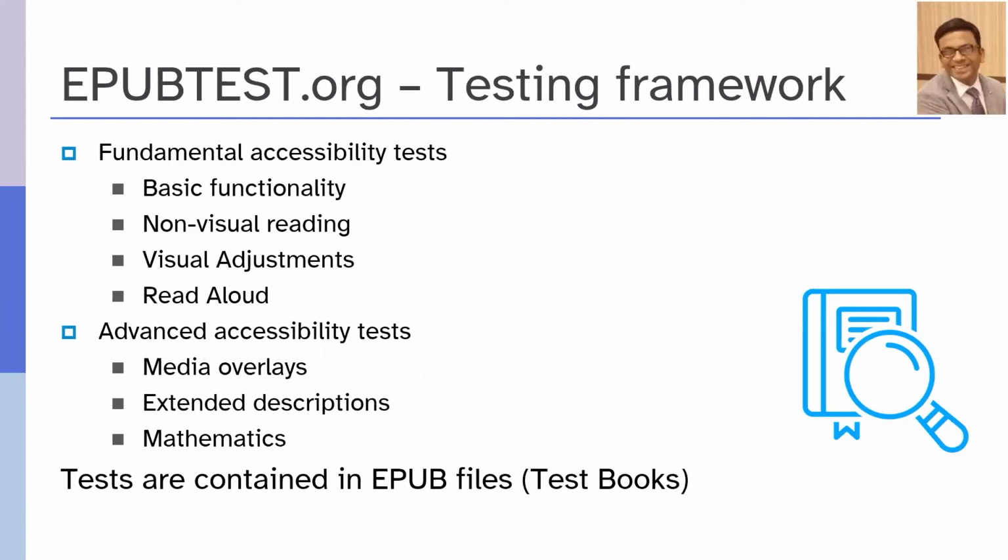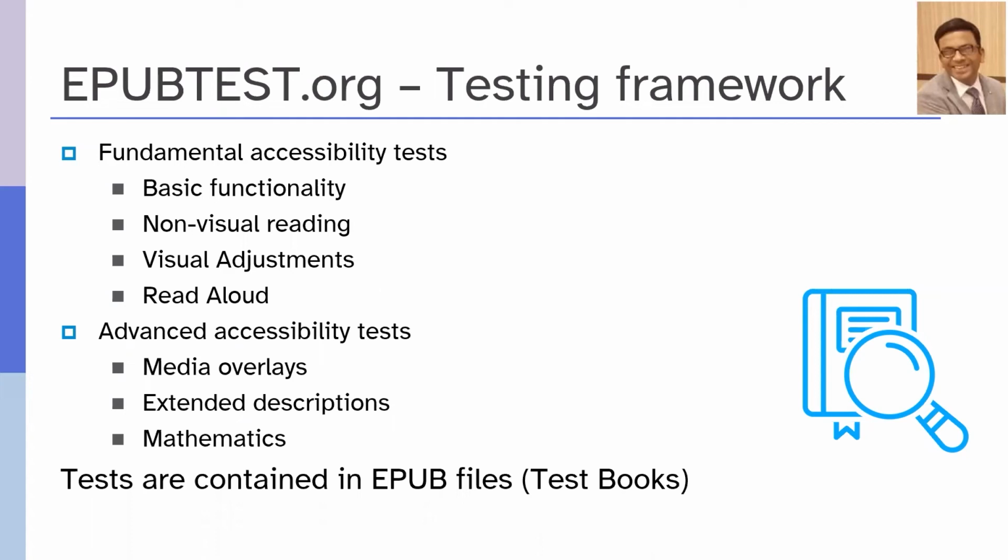On epubtest.org, there are test books. These books contain different tests. The tests are grouped into two categories: fundamental accessibility tests. These contain those tests which all reading systems are expected to support. These are considered to be necessary for providing accessibility. They are further grouped into basic functionality, non-visual reading, visual adjustments, and read aloud.